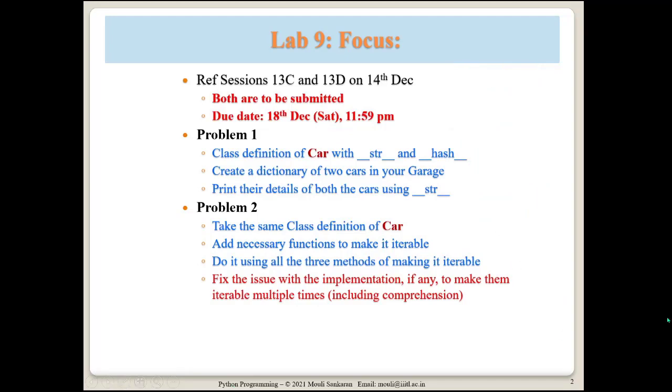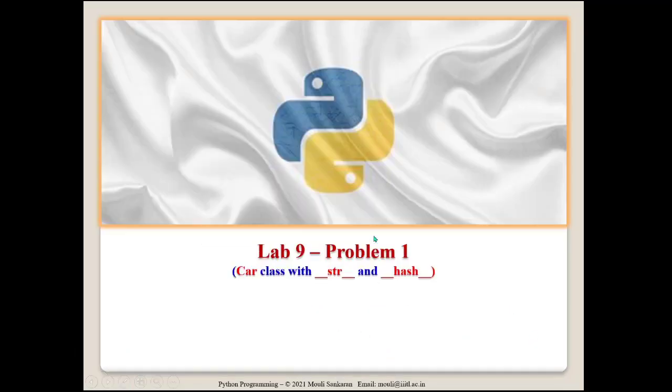Apart from just iterating with a for loop, I want you to use a comprehension also, like x for x in object. Create a list using the comprehension. You should be able to use your own iterable object inside the comprehension, even multiple times, and it should still work. You have to fix the problem in our current implementation. So that's all that is defined here.